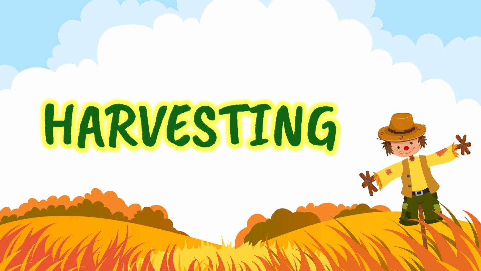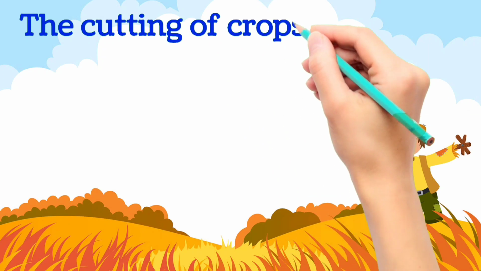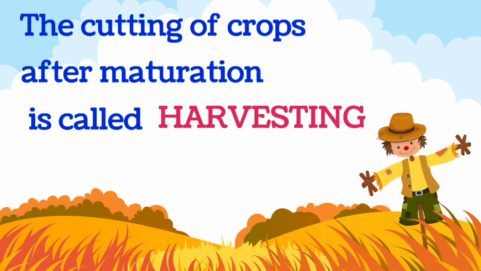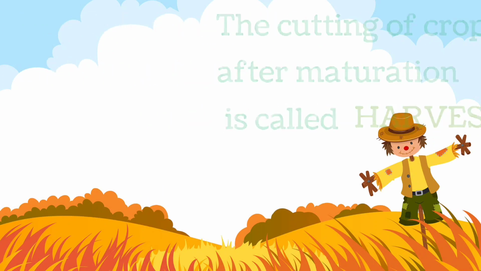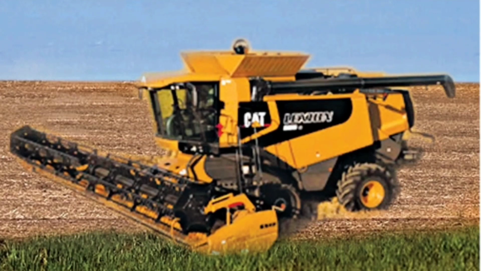Harvesting. Harvesting of crop is an important task. The cutting of crop after it is mature is called harvesting. In harvesting, crops are pulled out or cut close to the ground. It usually takes 3 to 4 months for a cereal crop to mature. Harvesting in our country is either done manually by sickle or by a machine called a harvester.